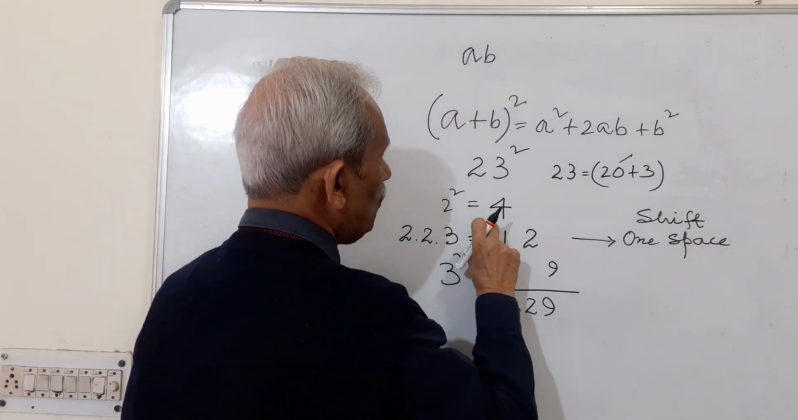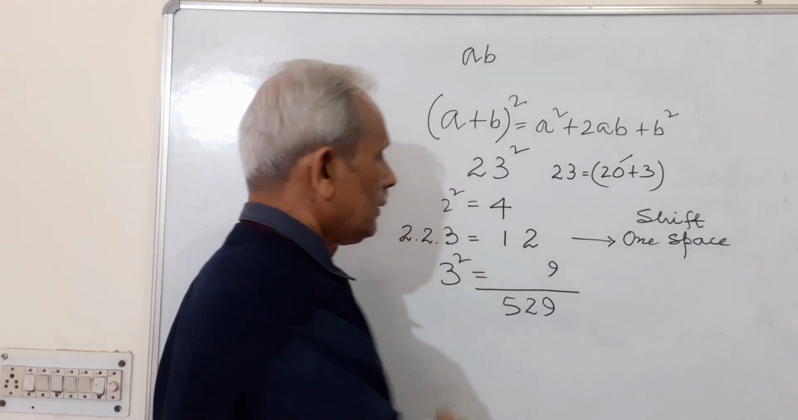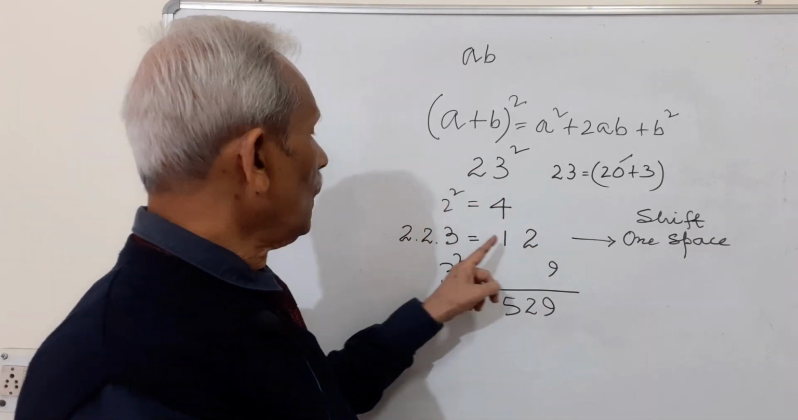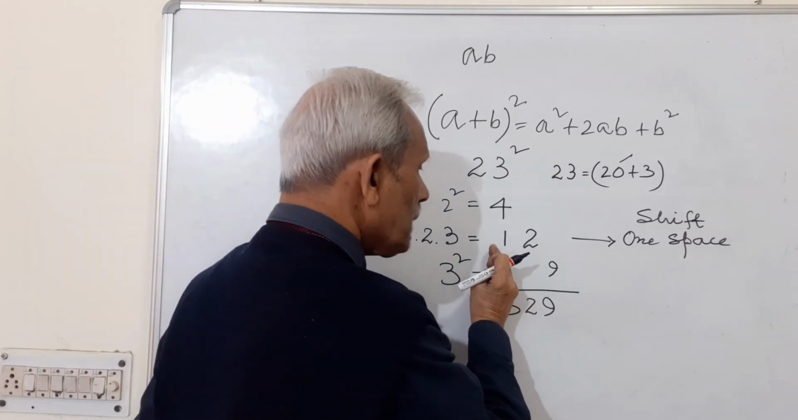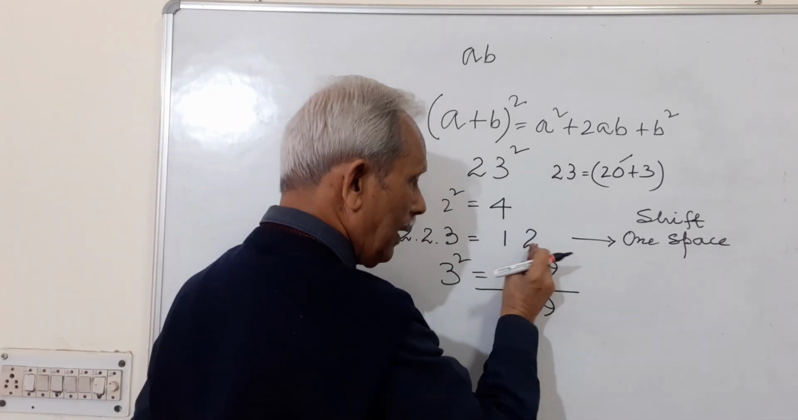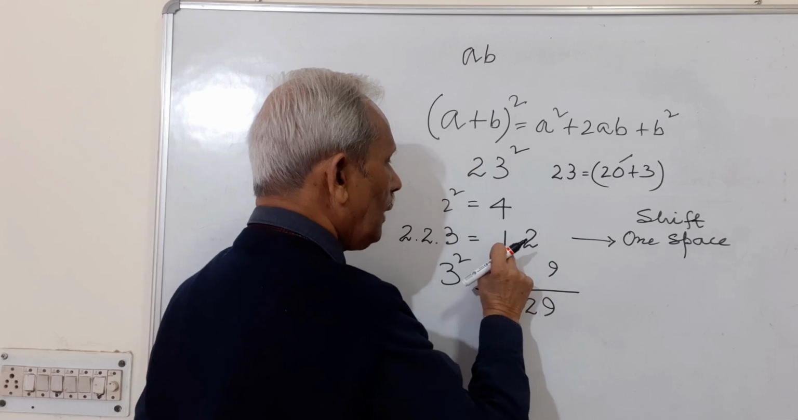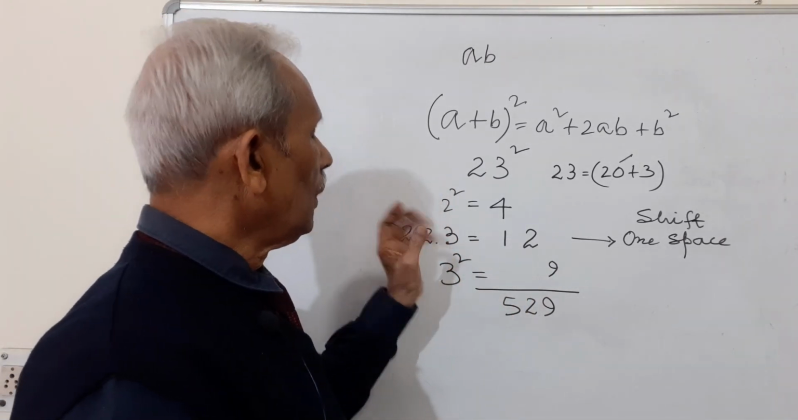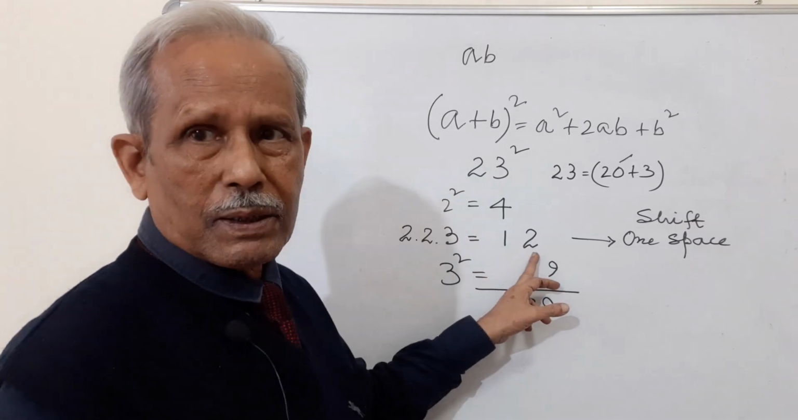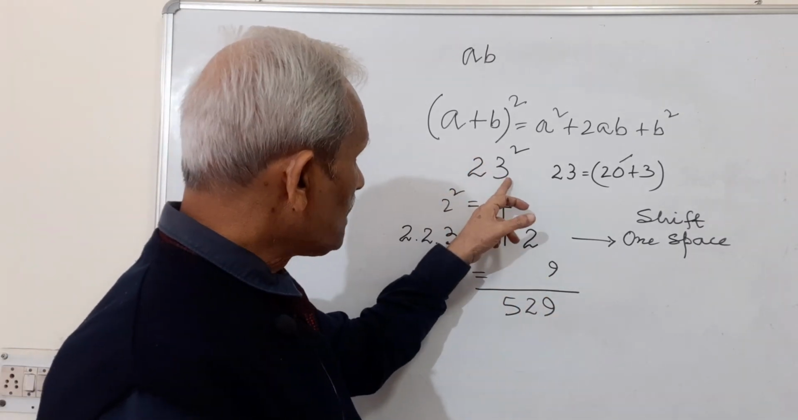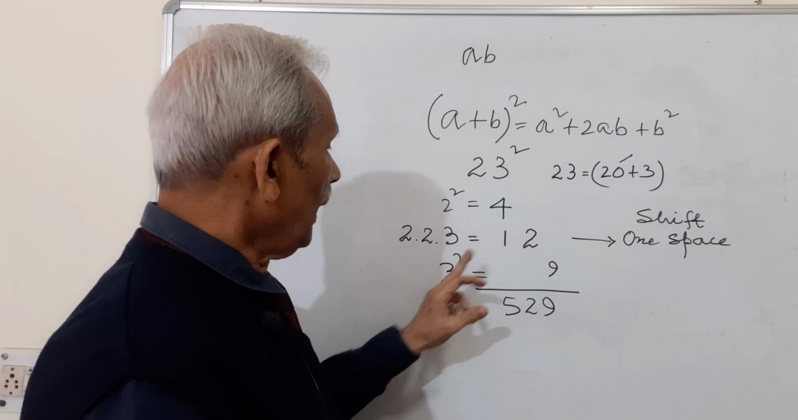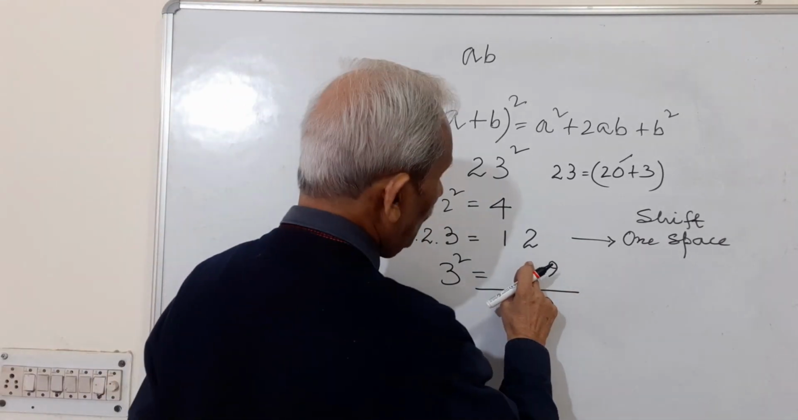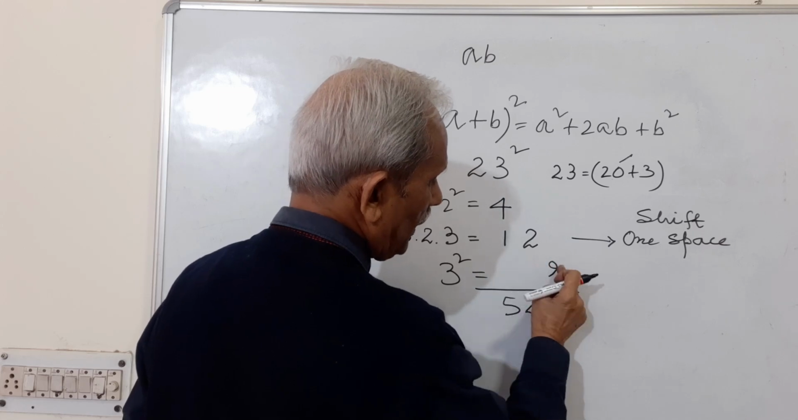Now 2 square is 4. I have written it as it is. Now 2 into 2 into 3 is 12. While writing 12, I shift one space to the right side. So 2 here and 1 here. The same thing: 2 into 2 into 3 is 12, shifting by one space. And the next part, b square, is 9. Again I shift by one space. So instead of writing below 2, I am writing it just at the right side of it.